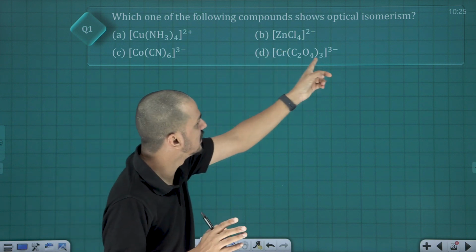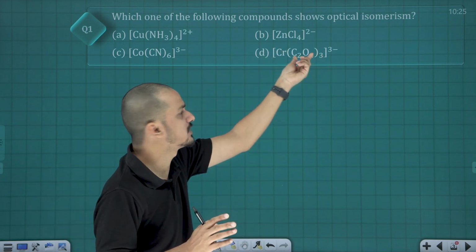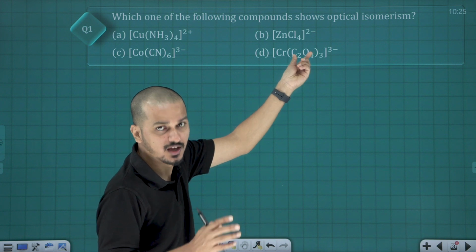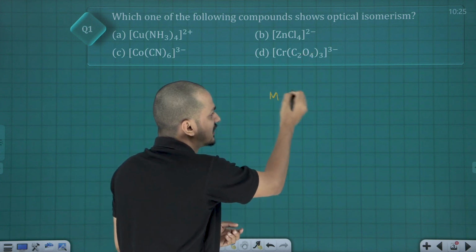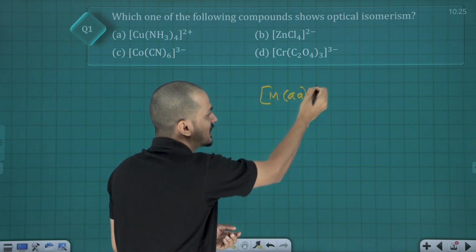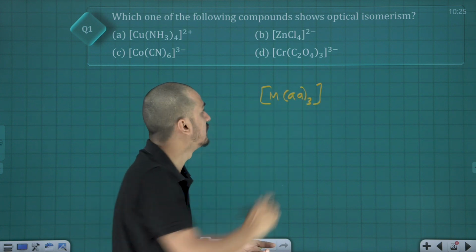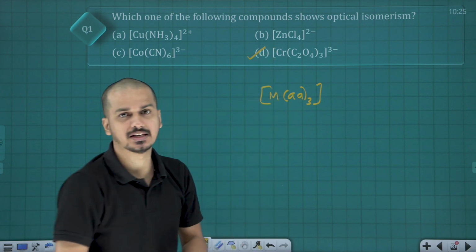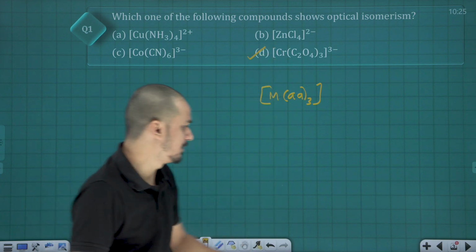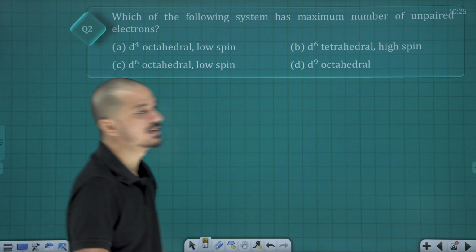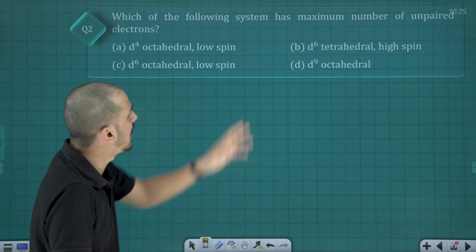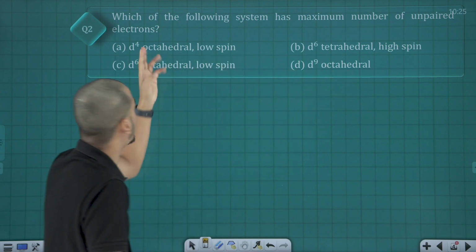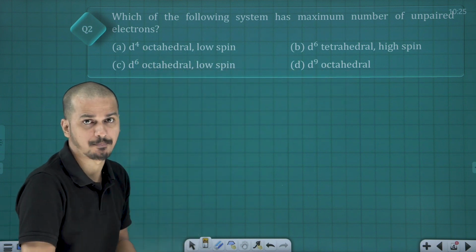What about this one? C2O4 3. C2O4 means oxalato. This is actually of the type M(AA) thrice. That can show what? Optical activity. So our answer is what? Option D. Okay, ready? Keep it in mind. Next question, second question. Which of the following systems has the maximum number of unpaired electrons? Maximum number of unpaired electrons.